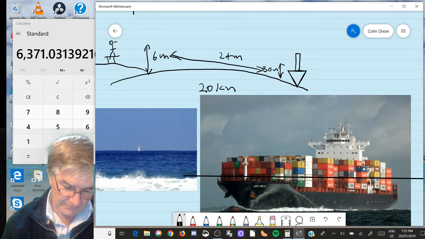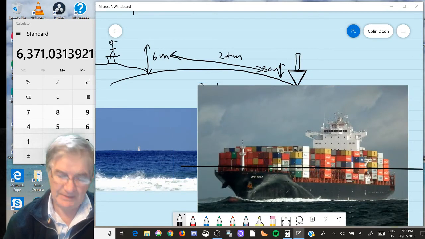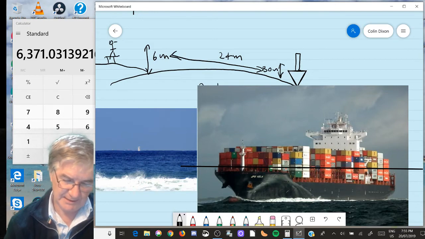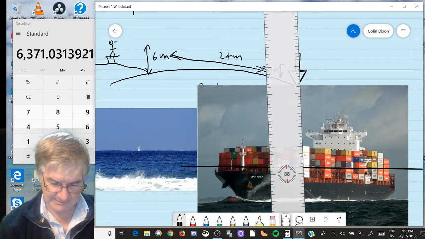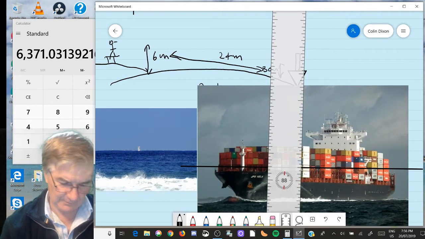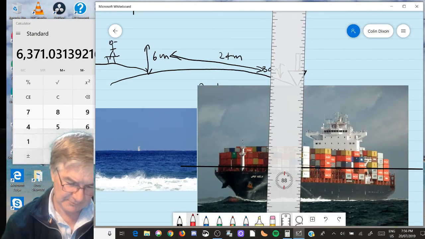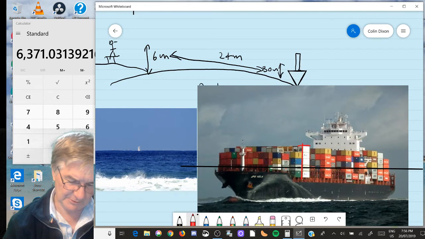Now, if we need to get a measurement of line there, a container is about 2.6 metres high, these standard containers. So that line of 5 containers there would be 2.6 metres times 5. So if we look at from there to there, take that measure there to there. From this point to this point, we're looking there at about 13 meters.